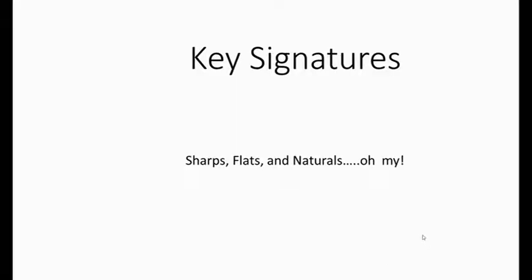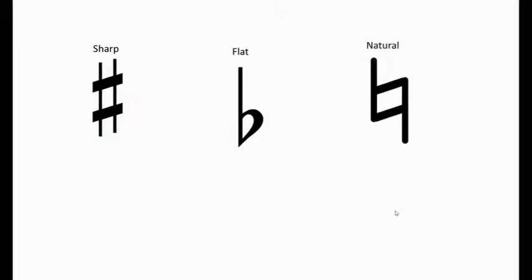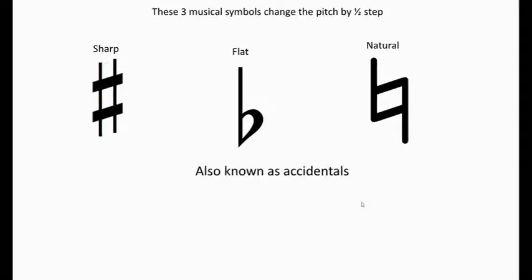Key signatures: sharps, flats, and naturals. Oh my! There are three symbols you need to be familiar with. The first one is the sharp, not to be confused with the hashtag, flat, and the natural. These three musical symbols change the pitch by 1/2 step. I'll show you what I'm talking about a little later on in this video. They're also known as accidentals. So whenever I use the word accidentals, I'm talking about the sharp, the flat, and the natural.